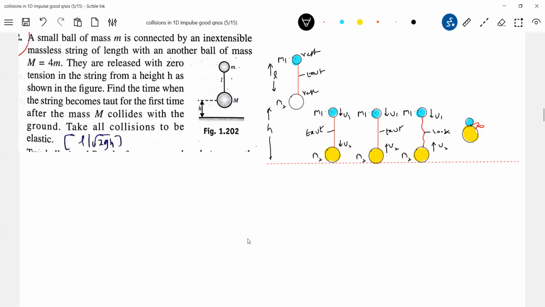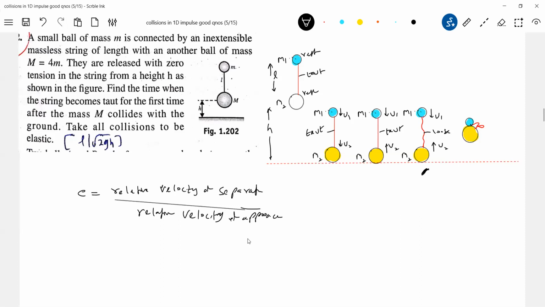How to do this problem after this? I think our question should begin from here, am I right? Find the time when the string becomes taut for the first time after the mass M collides with the ground. The first, second, and third diagrams are what we just drew. We have to discuss the question from here. It's an elastic collision, so let's go for the coefficient of restitution: relative velocity of separation should be equal to relative velocity of approach.